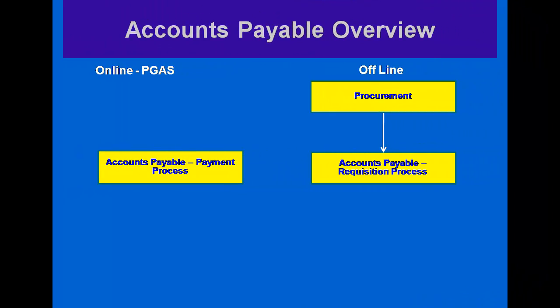The accounts payable in the old system was split into two segments, the offline and the online. The offline consists of the accounts payable requisition, which falls right after the procurement process, whilst the accounts payable payment process was an online process.